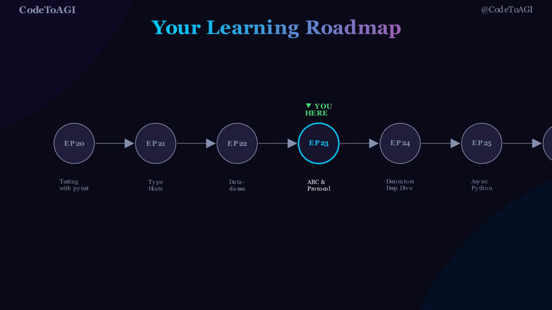Protocol defines structural interfaces, no inheritance required. Any class with the right method signatures satisfies a protocol. Runtime_checkable enables isinstance checks for protocols. ABC is for class hierarchies you own. Protocol is for types you do not. Use both together. Protocol for function parameters, ABC for base classes. The mini project showed a shape renderer with ABC plus Protocol together.